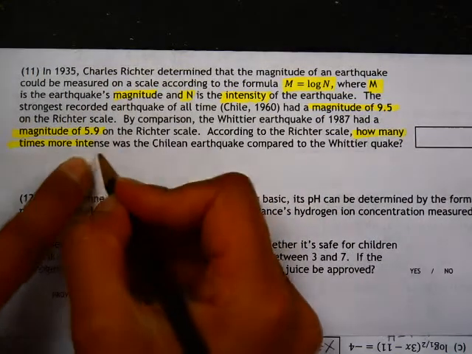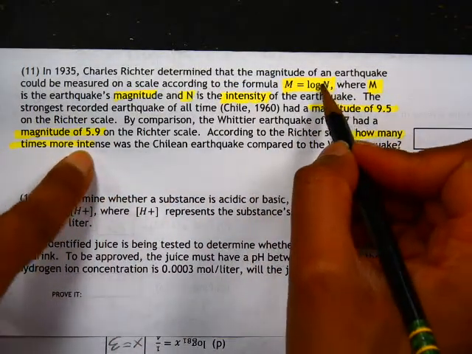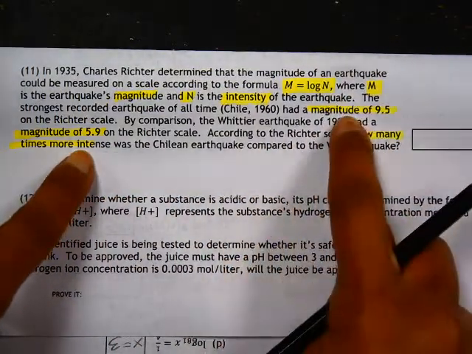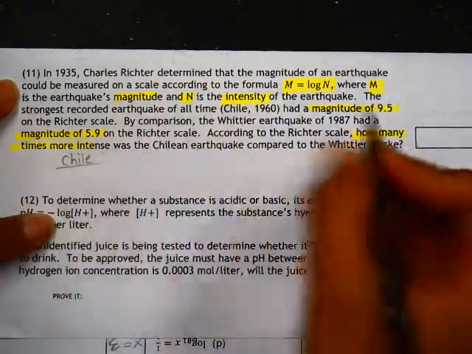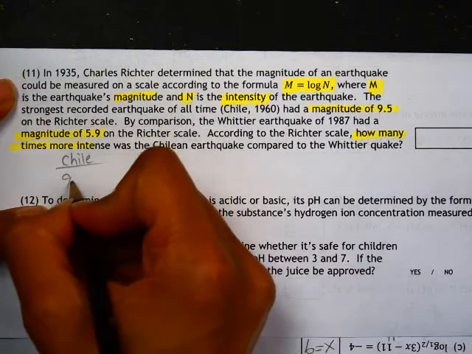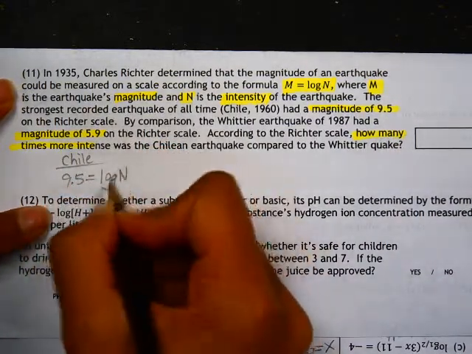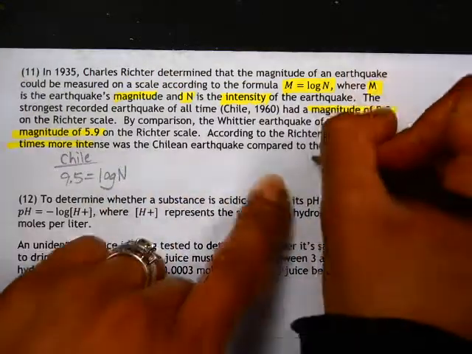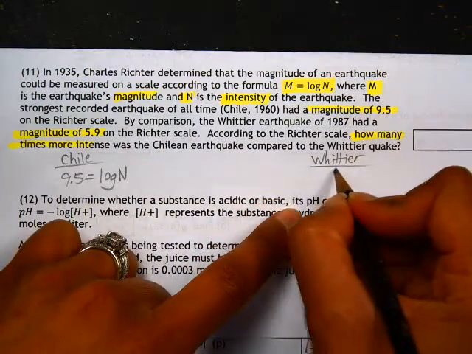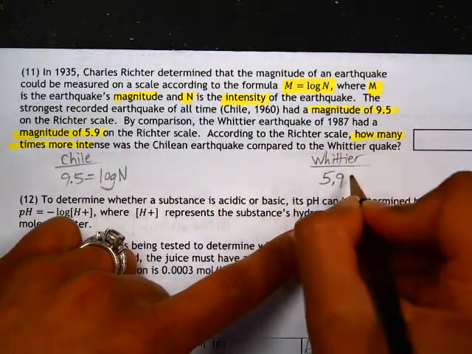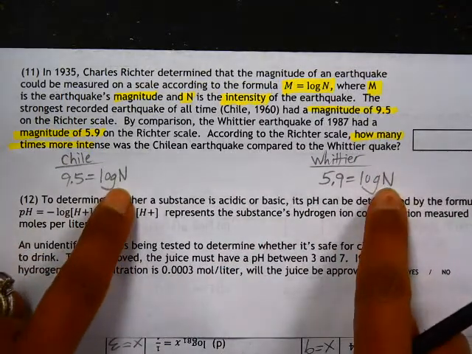So we're solving here for the intensity, which is N, given the magnitude M. For the Chilean earthquake, we're given a magnitude of 9.5, and we'd like to know the intensity of that quake. Similarly, for the Whittier quake, we're given that the magnitude was 5.9, and we'd like to know the intensity of that quake so we can compare the intensities.